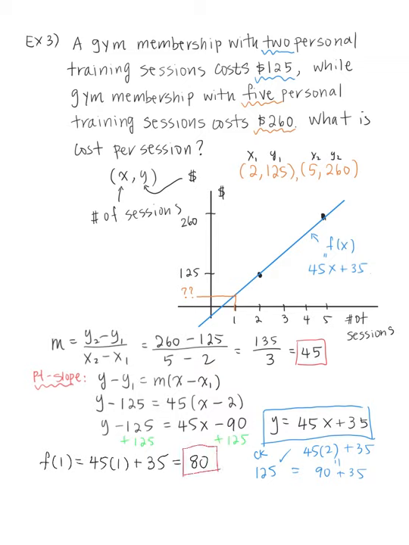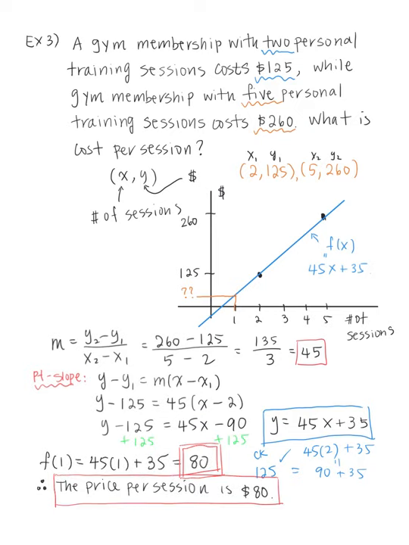Now, since this was a word problem, please express your answer in words or sentences. So I would write this as: therefore, the price per session is $80. Pretty cool, huh? See, math is applicable. And there you have it.